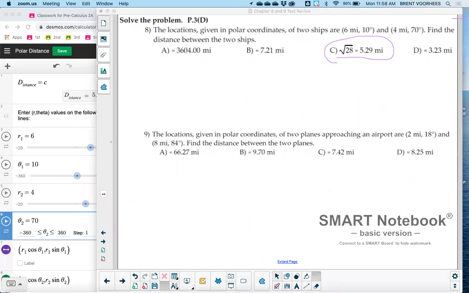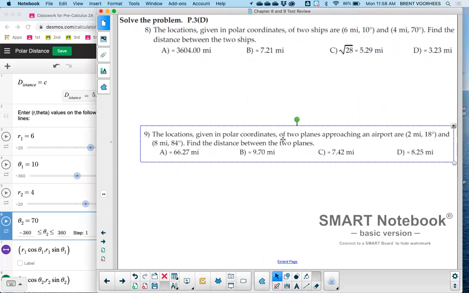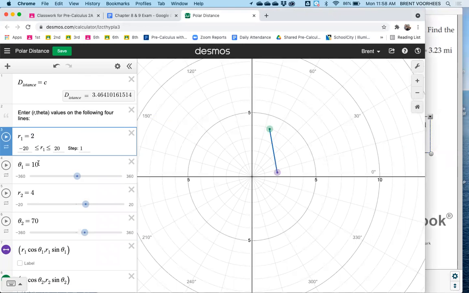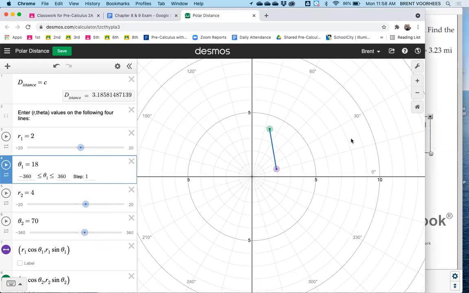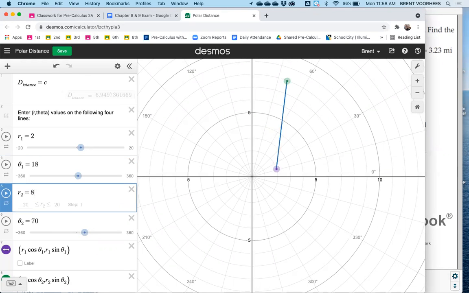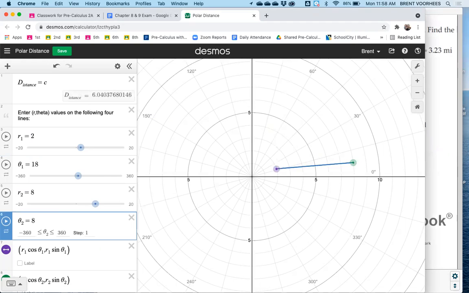And so let's look at the last problem here. The last problem says we're looking for the distance between 2 planes. There are 2 miles away at 18 degrees and 8 miles away at 84 degrees. So 2 and 18. And the other plane is 8 and 84. So there are the 2 points.